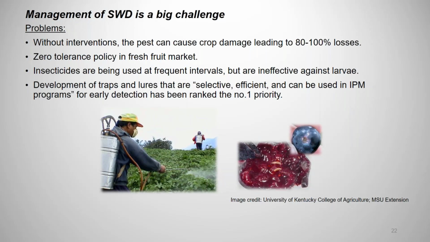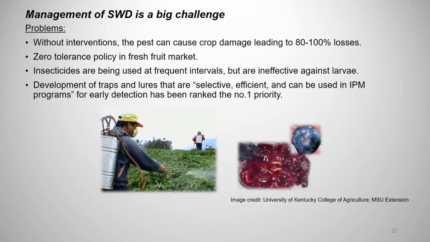In many of the fresh fruit markets, they have a zero tolerance policy, meaning that if they can detect even a single larva in a batch of fruit, they will reject the whole load. So that would cause a lot of losses for growers because they cannot market or sell those products. And as a result, a lot of growers and the industry are very paranoid about having SWD, and so they are spraying a lot of insecticides on the crops, sometimes to a level that's excessive and costly.